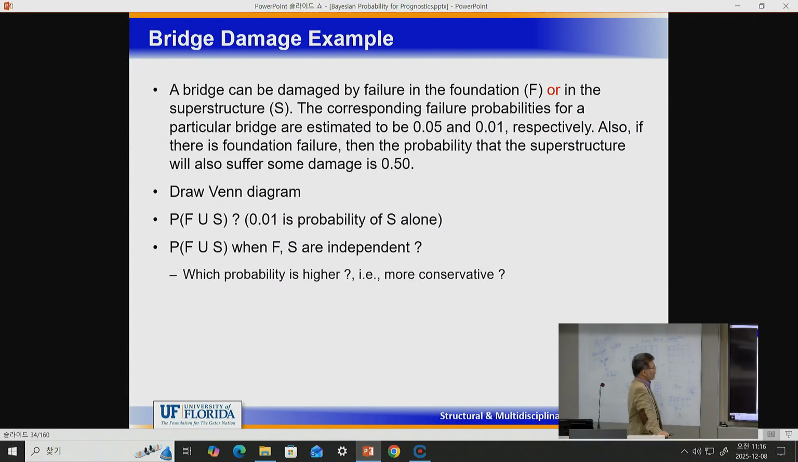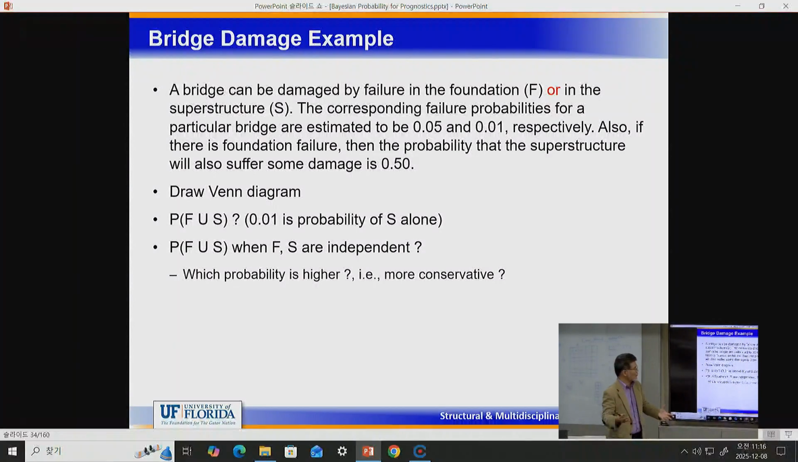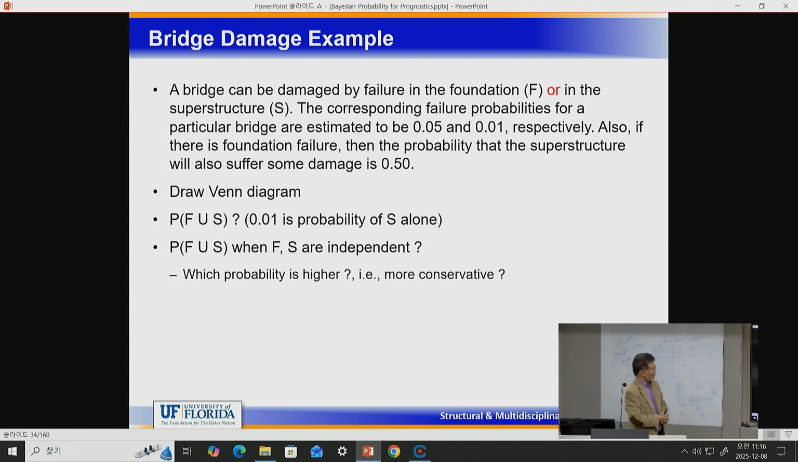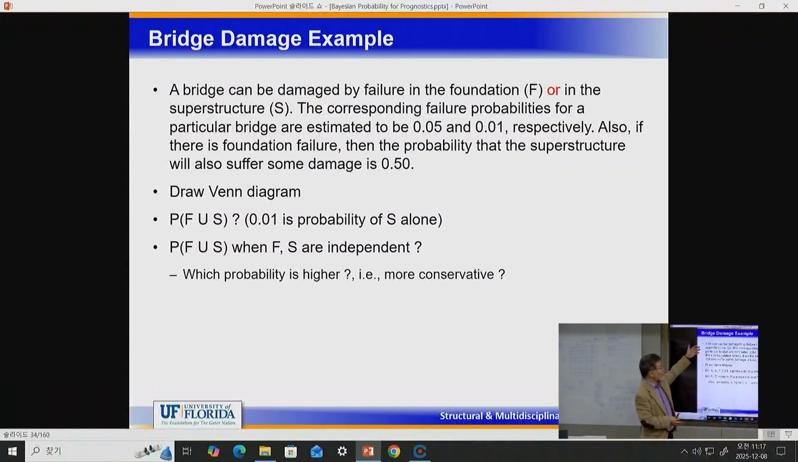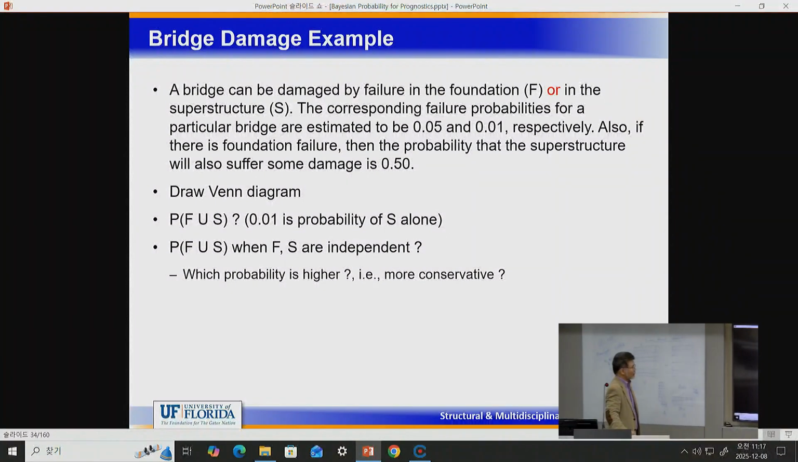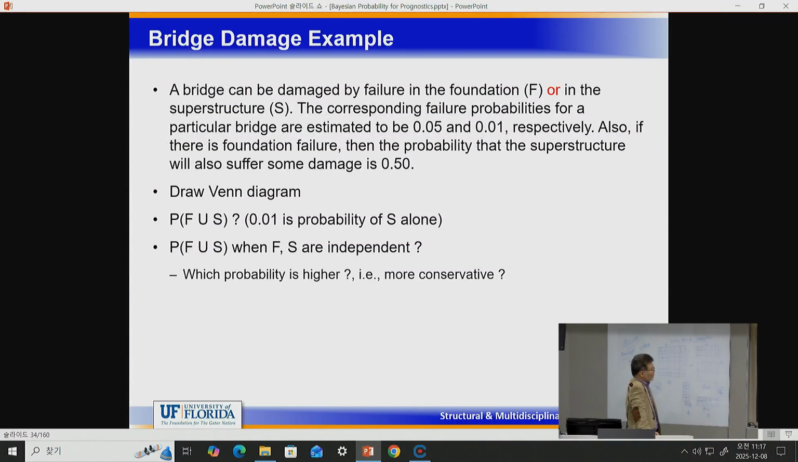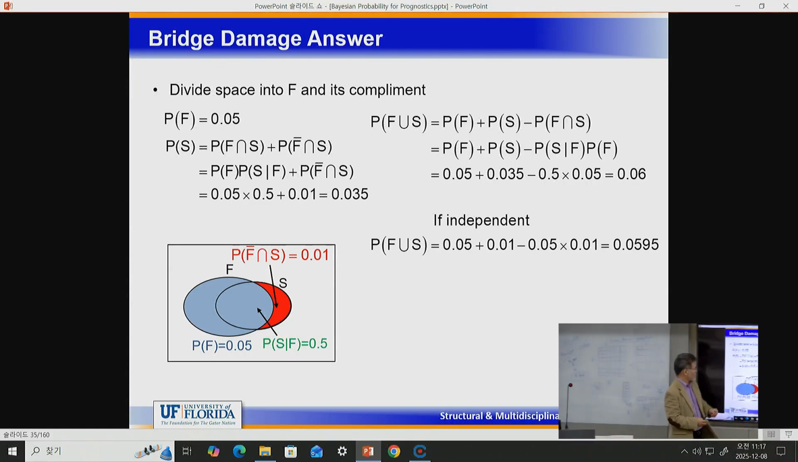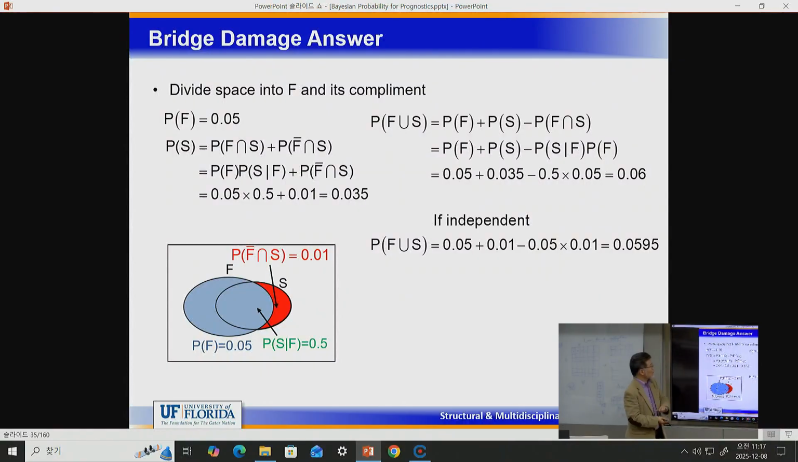So that's the conditional probability given, and I want to calculate the union. What is the total probability that it will fail? And what if both F and S are independent? Right now they are dependent, but what if they were independent? What's the probability that they will fail? So let's calculate this more carefully by drawing the Venn diagram. The first one, your foundation failure, is 0.05. So this blue one, 0.05.